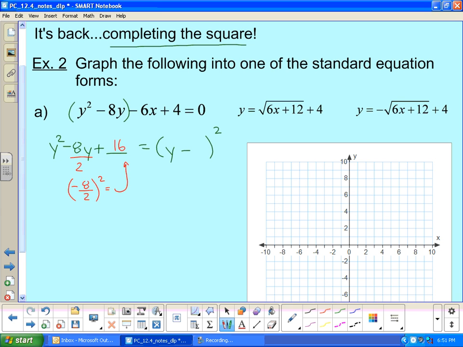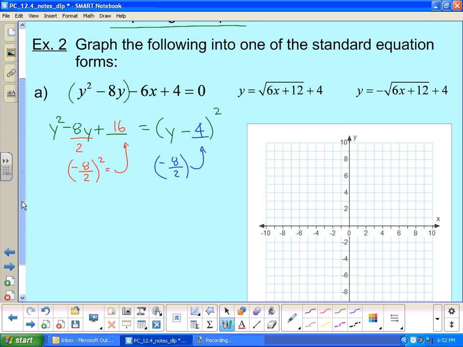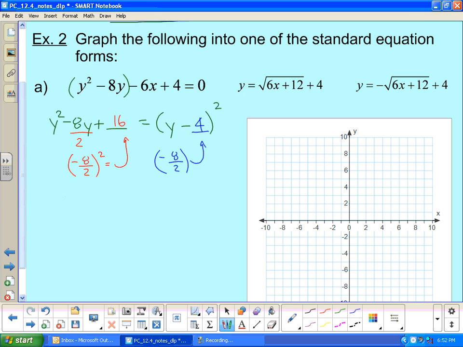Now, what shows up on the other side, shows up over here, is just half of our b value. That's what goes here. So this would be a minus 4. Now you can check it. Y minus 4 squared. Foil it out. Y squared minus 8y plus 16. That's what we get. All right, so we complete the square here in the green section. Let's continue with the problem. So I would have right now y squared minus 8y plus 16. Maybe we do that in a different color. And then minus 6x plus 4 is now equal to, I added 16 on the left-hand side, so I have to remember to add 16 on the right-hand side as well.